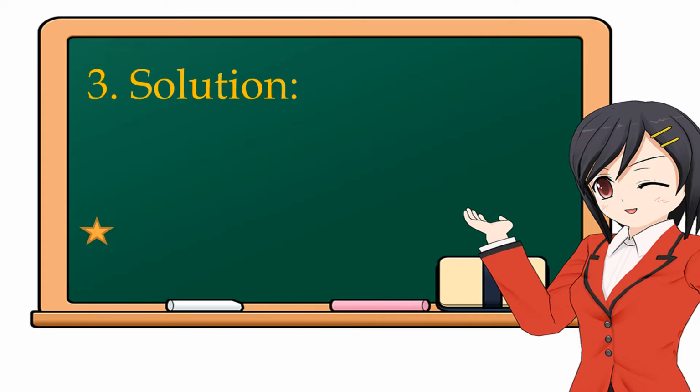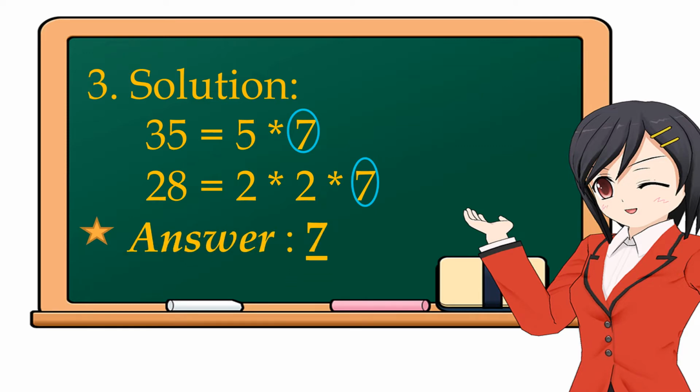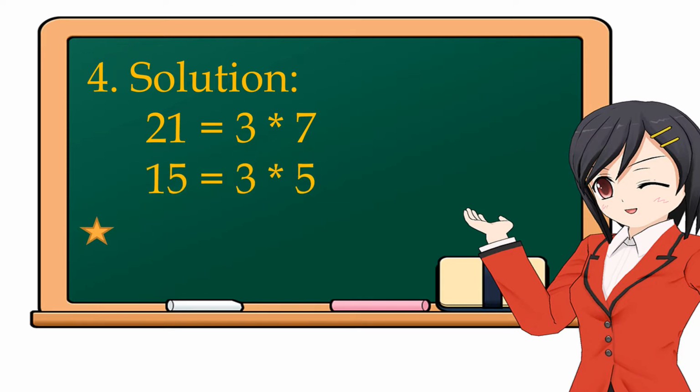For number 3, 35 equals 5 times 7. 28 is equals to 2 times 2 times 7. So they have common factor, which is 7. So the answer is 7. For number 4, so 21 is equals to 3 times 7. 15 is equals to 3 times 5. So they have common factor, which is 3. So our answer is equals to 3.